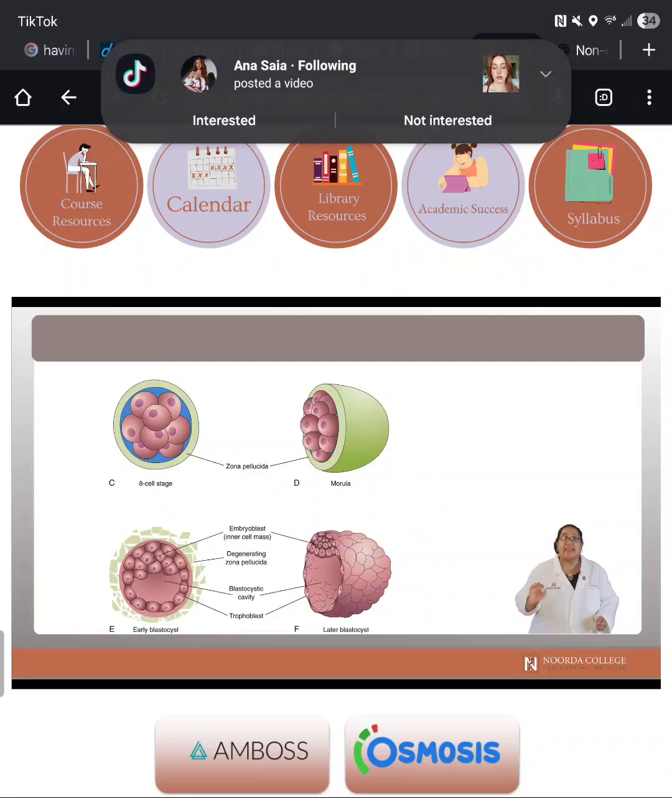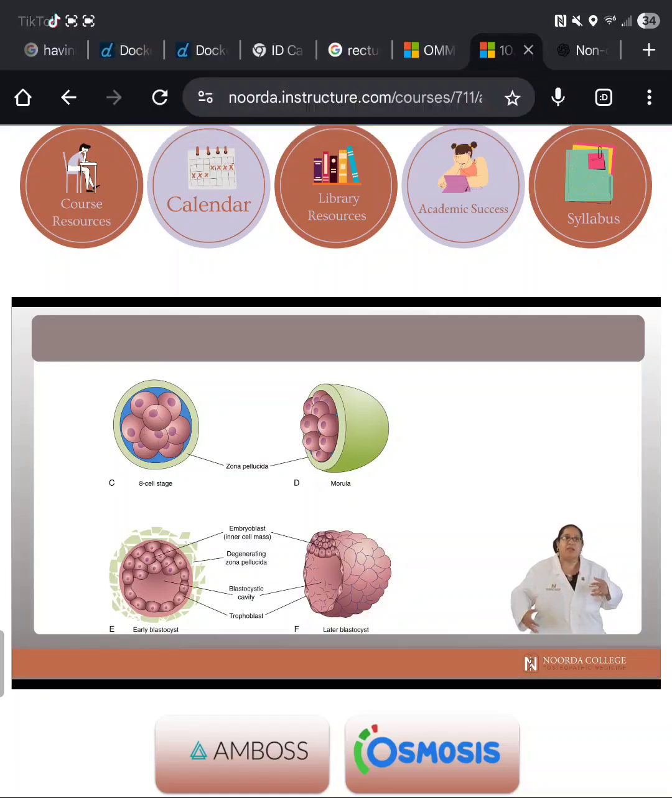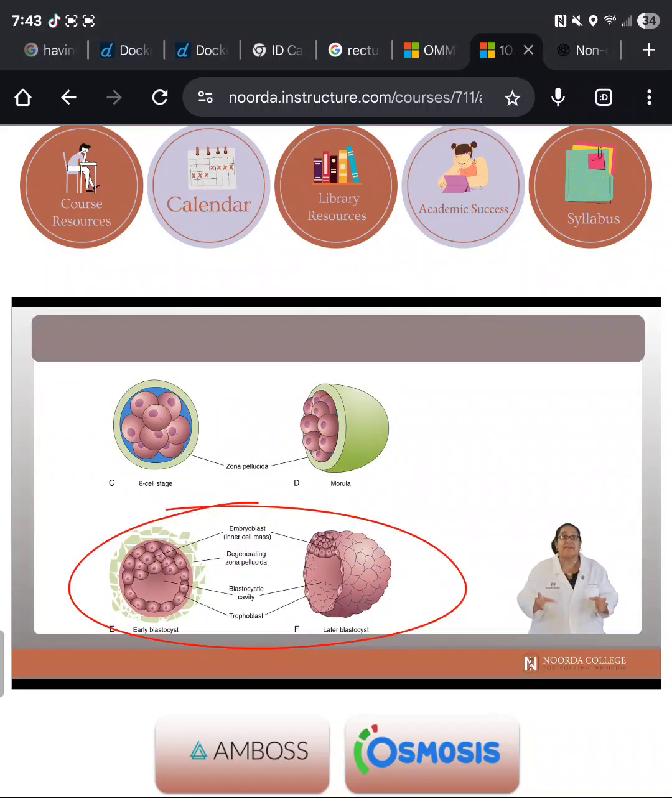Now, in 6 days, the embryo finally makes its way rolling down the fallopian tube into the uterine cavity. And we have entry of fluid that starts to form a cavity, and that's now a blastocyst. And the cavity itself is called a blastocyst cavity, with the inner cell mass forming the embryoblast and the outer cell mass forming the trophoblast.